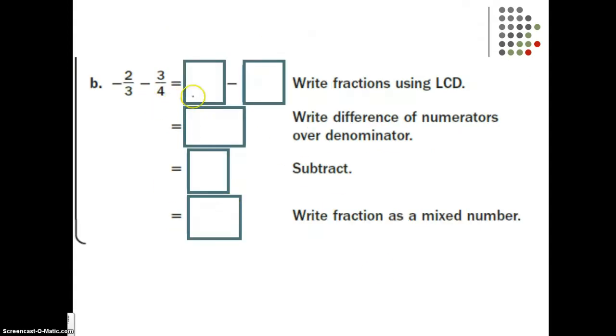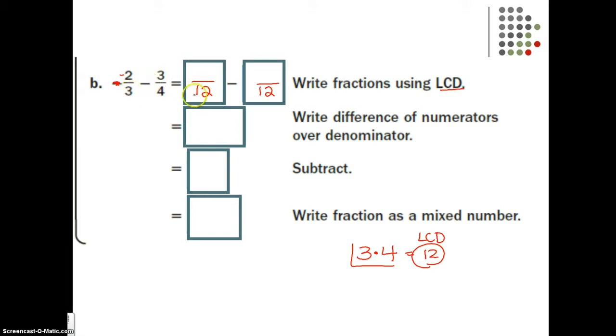Part B, 3 and 4, we need to find the LCD. 3 and 4 do not divide by any number other than 1. So we just multiply them together, and the LCD is 12. I'm going to write two fractions with the LCD of 12. Remember, with these negatives, I like to put the negatives with the numerators. Even the subtraction, you could add a negative. We'll do that after we convert them.